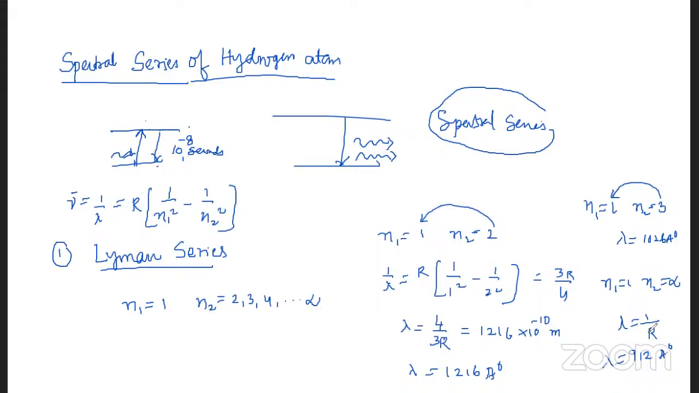That means the series of wavelengths, whether 912 or 1216, whatever it may be, belongs to the ultraviolet region. The series of wavelengths in the case of the Lyman series belongs to the UV region. So this is about the Lyman series: whenever the electron is jumping from a higher energy level to the first energy level, we call it a Lyman series, and those radiations belong to the UV region.